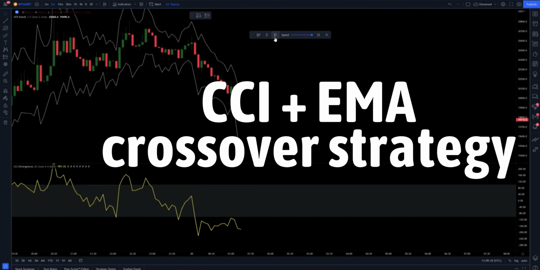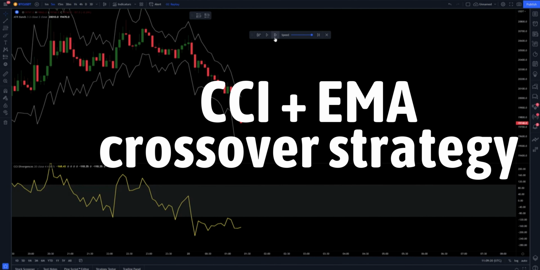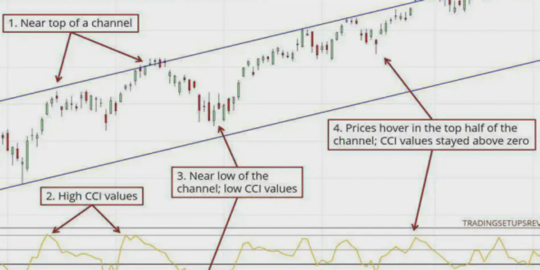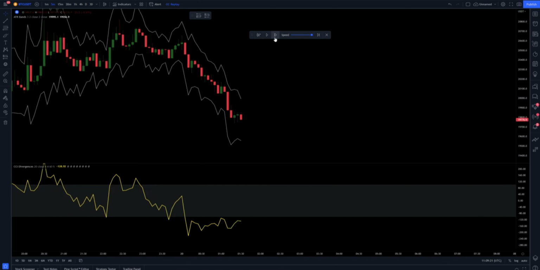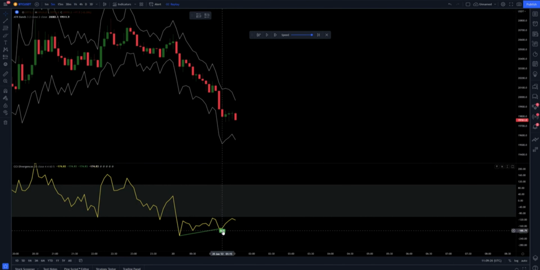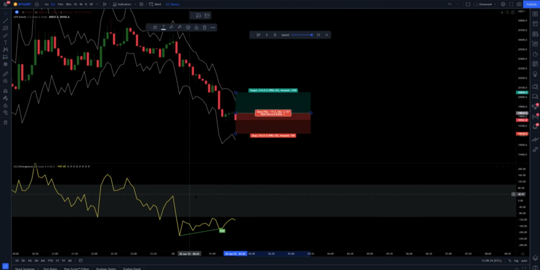That's where the CCI plus EMA crossover strategy comes in. CCI, unlike RSI, isn't just a momentum oscillator. It's a deviation-based tool. It measures how far price deviates from its statistical average. And that gives you a powerful edge. It doesn't just tell you when a market is overbought or oversold. It reveals when the market is behaving abnormally fast in one direction.